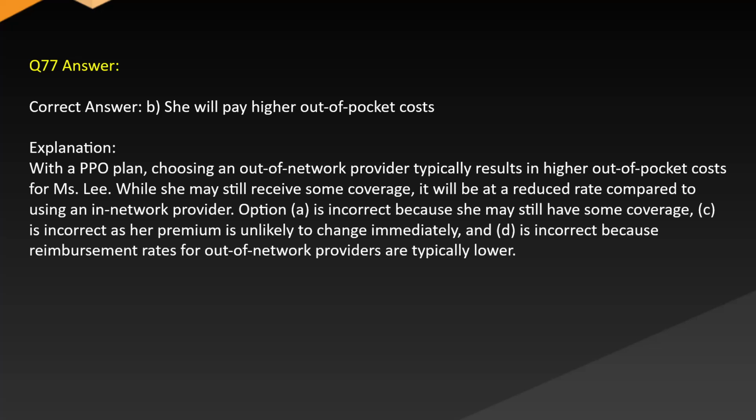Explanation: with a PPO plan, choosing an out-of-network provider typically results in higher out-of-pocket costs for MS. While she may still receive some coverage, it will be at a reduced rate compared to using an in-network provider. Option A is incorrect because she may still have some coverage. C is incorrect as her premium is unlikely to change immediately. And D is incorrect because reimbursement rates for out-of-network providers are typically lower.